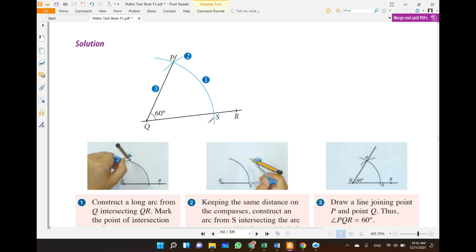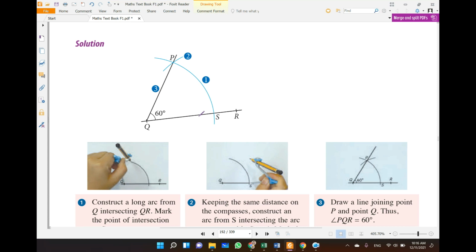That is the arc. Meaning that any size up to you, you can just open up all your compasses and then you put it on the line. As long as you can cut the line, that will do. Later on I'll show you the actual construction.